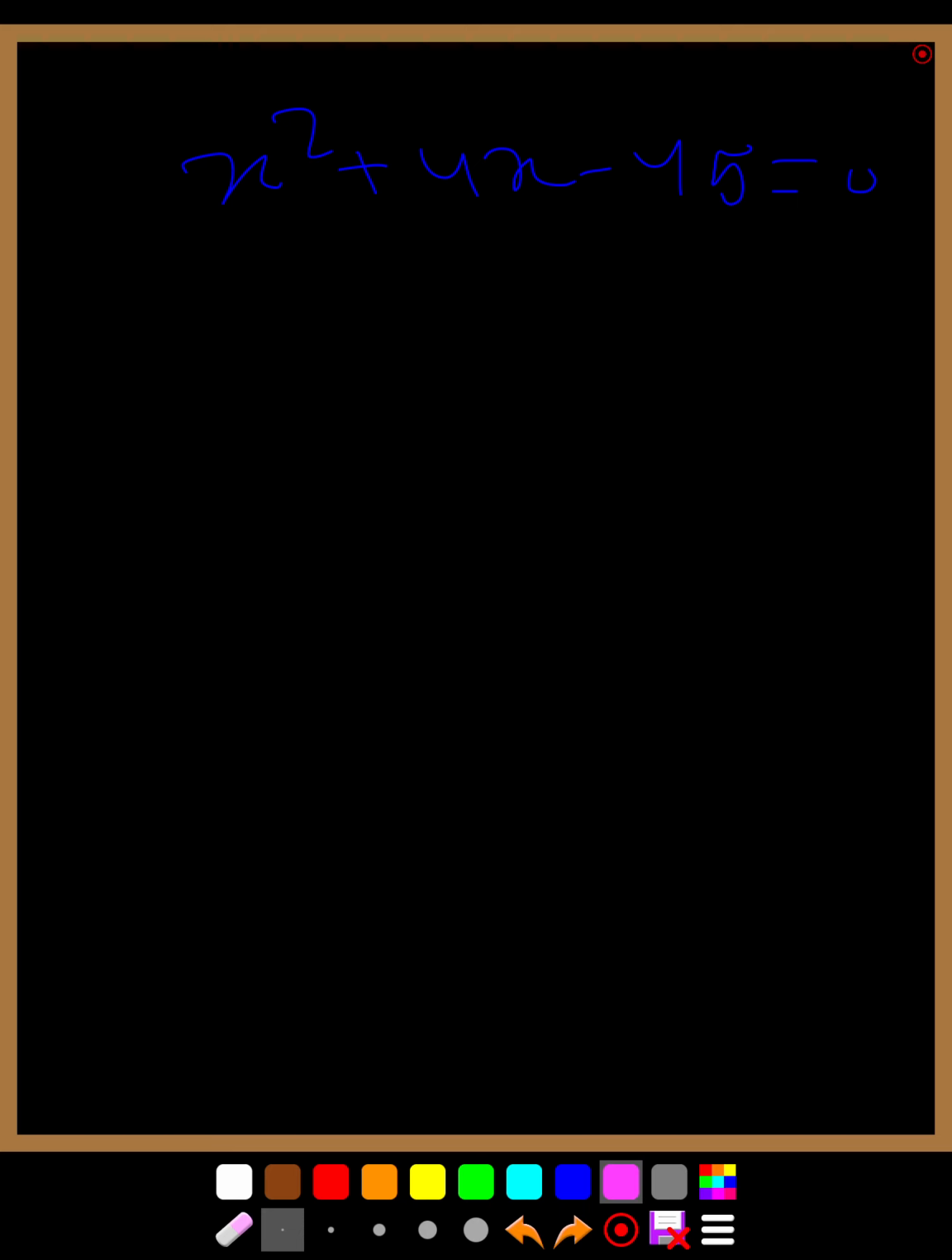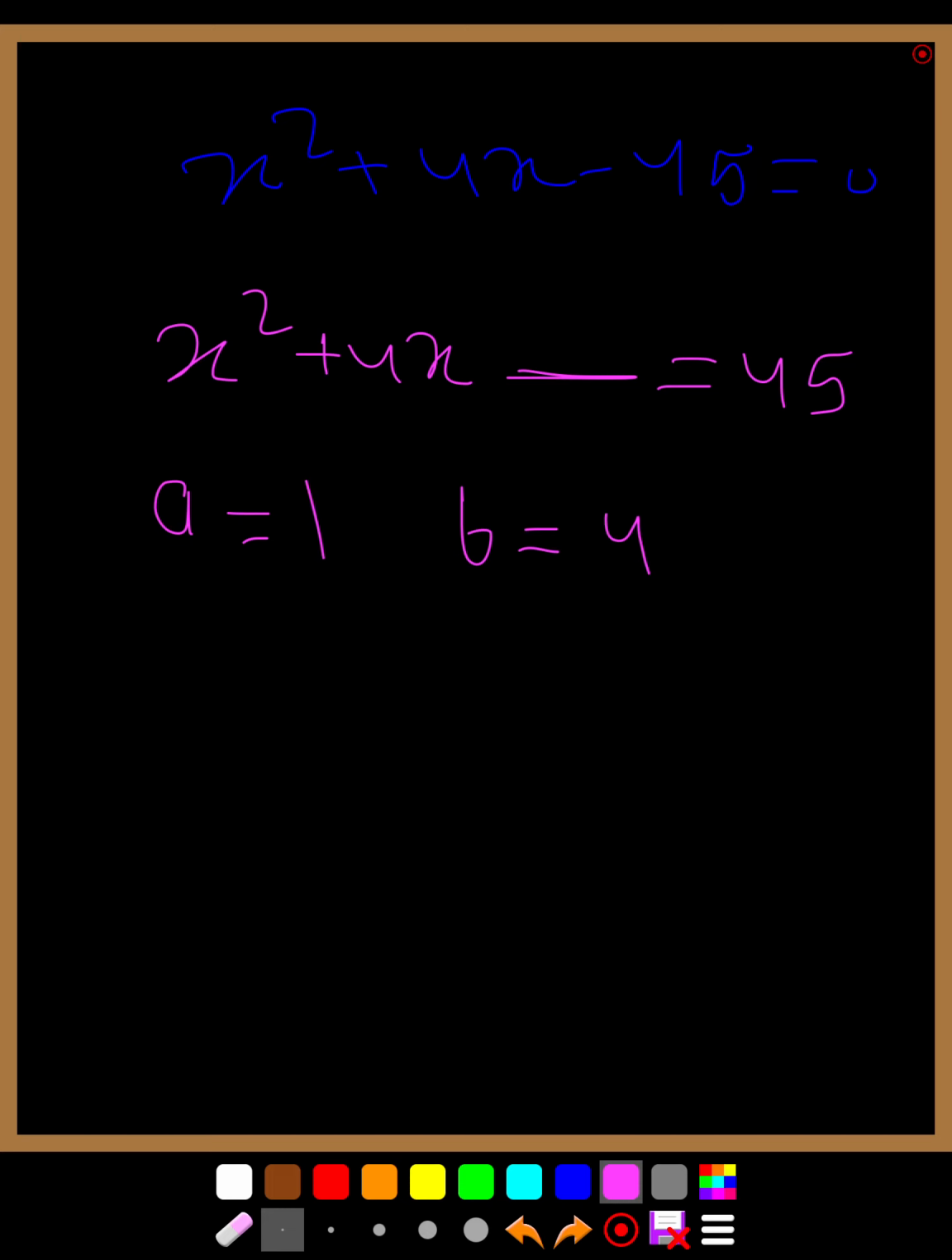Solve by factorization, using a calculator, by the general formula, or by completing the square. So by completing the square, the first step, as we said: x power 2 plus 4x, and you shift the 45 with a different sign and keep a space. We need to find the third term. How can you find it? Write a and b. What is a, guys? It is the coefficient in front of x power 2, which is 1. What is b here? 4.